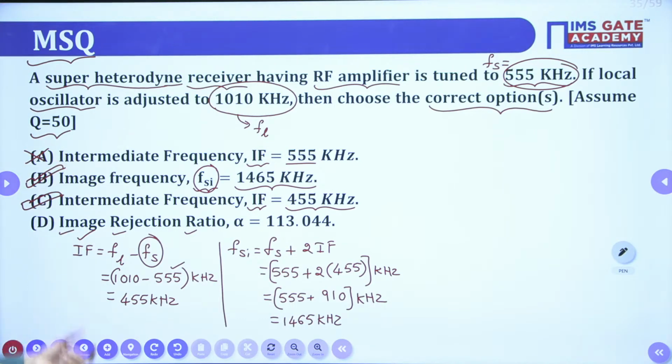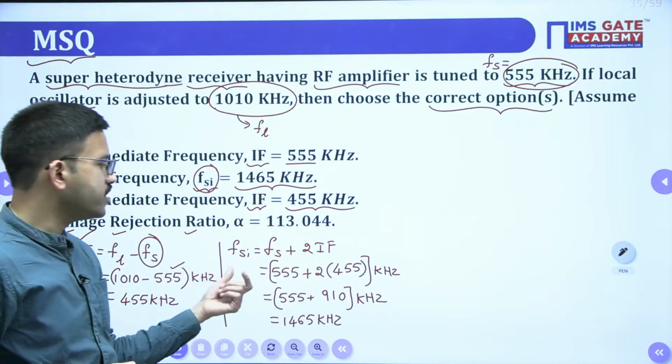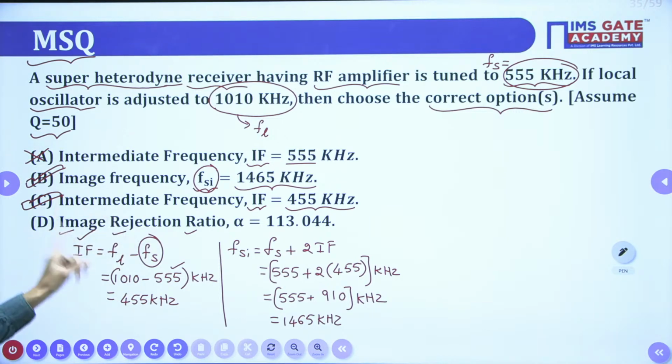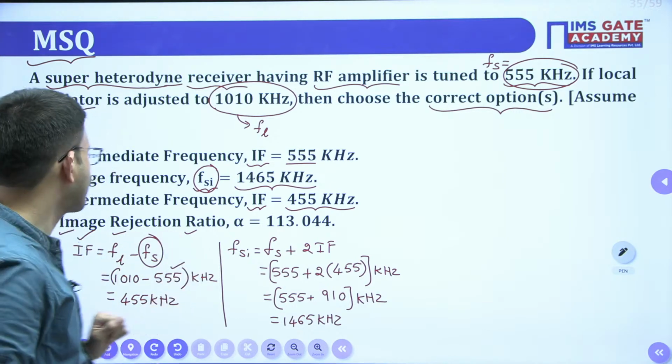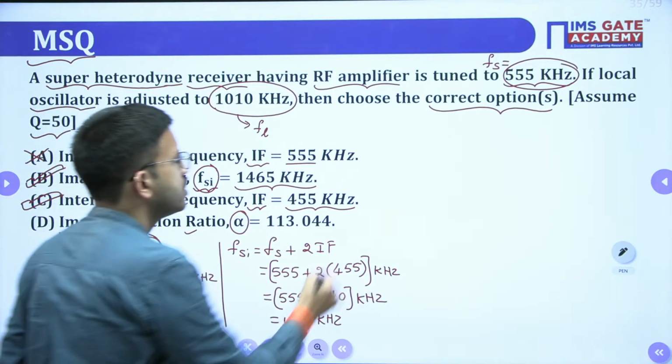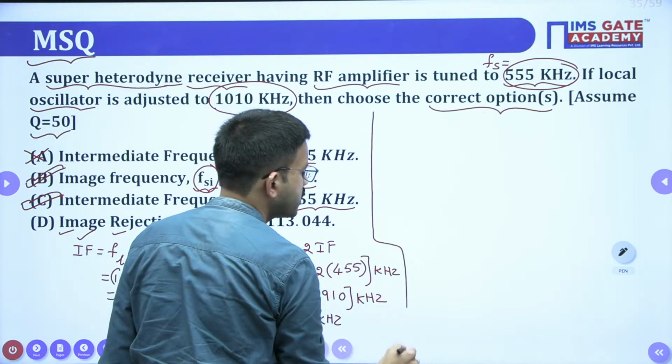So up to now we have calculated intermediate frequency and then image frequency. From these two, out of 3 choices we got 2 are correct. So now let us verify option D, whether it is correct or not. Here they are asking image rejection ratio alpha. I hope all of you know this formula regarding alpha.